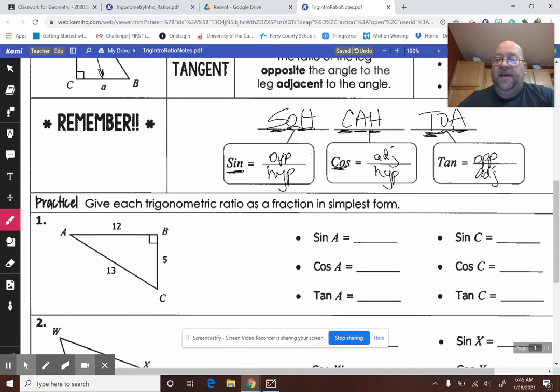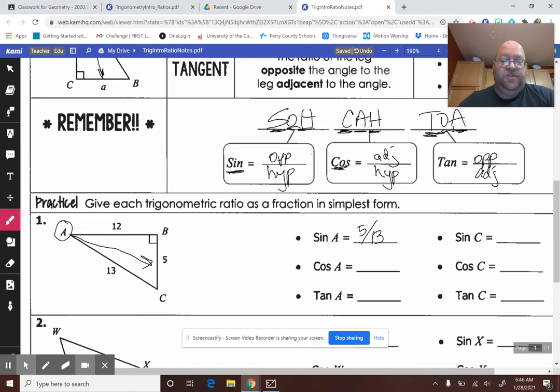So all I really have to do is just do the ratios, okay? So sine of A is right here. This is angle A. And remember, sine is opposite over hypotenuse. So what is the side that's opposite A? Well, it would be right here. So it would be 5 over the hypotenuse, which in this case is 13. And that's all you have to do, literally, is just write the ratio.